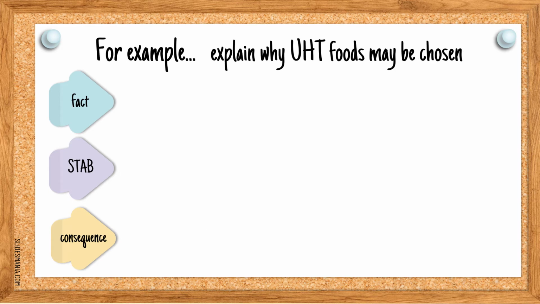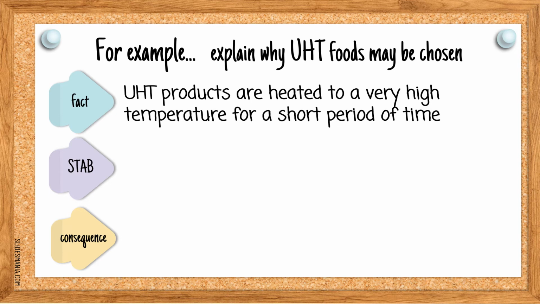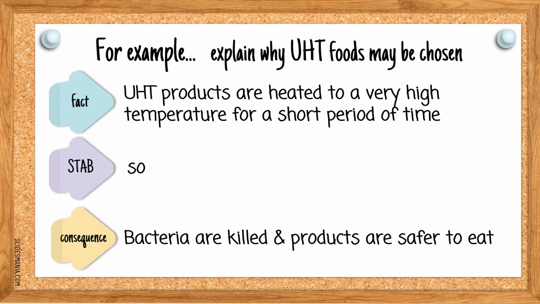We might be asked to explain why UHT foods may be used. So UHT foods are heated to a very high temperature for a short period of time. So we've given a short statement, a fact, a description about UHT foods. We're now going to go on to explain why that would help people choose them. So bacteria are killed and products are safer to eat. So that's a reason why people might want to choose UHT foods.